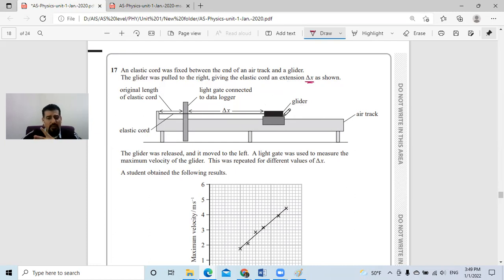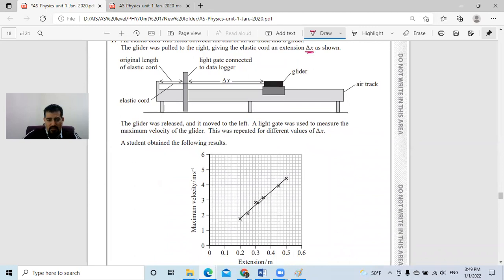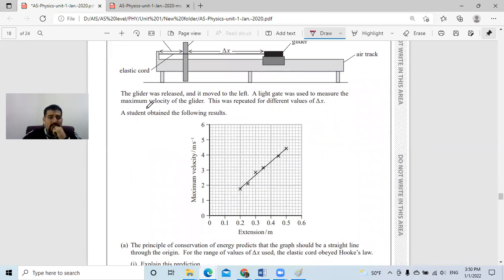Whenever we pull it more and release it, it goes further and faster through the light gate, and we have a faster speed. The glider was released and moved to the left as the light gate passes. As the glider passed the light gate, they measure the maximum velocity of the glider. We know how to measure it. We need to know the distance between these two, divided by the time it passes the light gate. It's the maximum average speed. The student obtained the following results. As you can see, it's approximately a straight line passing through the origin. Okay, what do they ask?